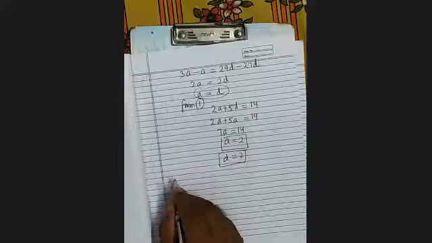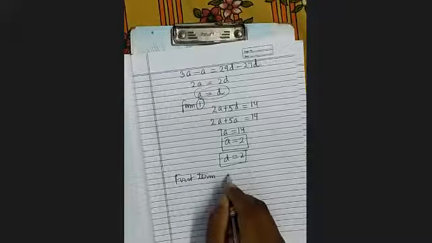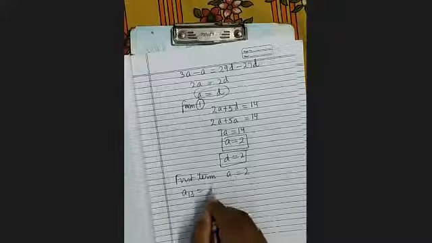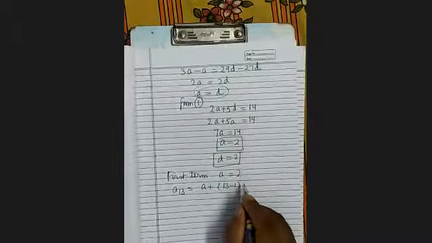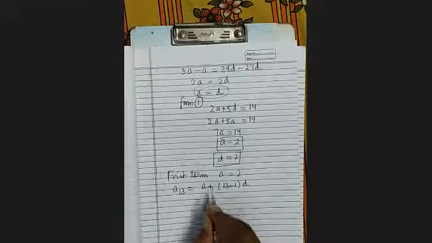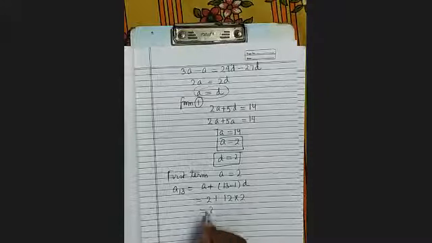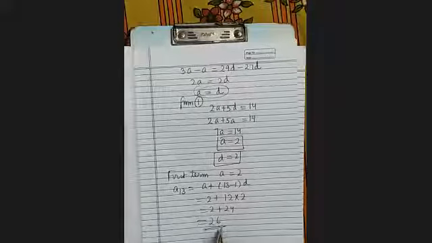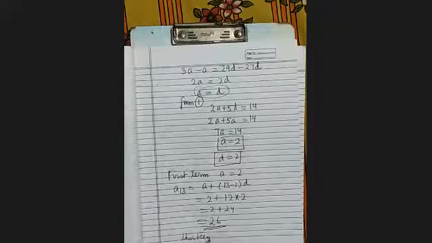So first term is what? A equals to 2 and a 13th, A plus 13 minus 1 into d. So a is given 2. 13 minus 1, 12 into 2. 2 plus 24, that is equal to 26. So what is 13th term? Twenty-six.